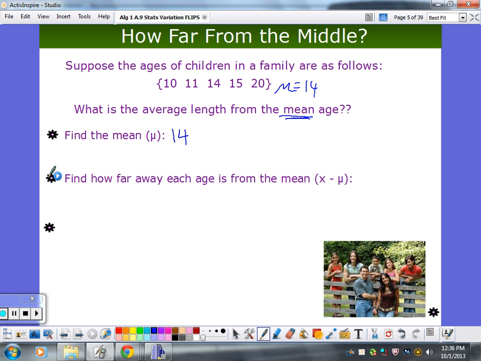And now what I'm going to do is figure out how far away each age is from the mean. What do I mean by that? These are my ages: 10, 11, 14, 15, and 20. Let's look at the 10-year-old. The mean is 14. How far away is the 10-year-old?